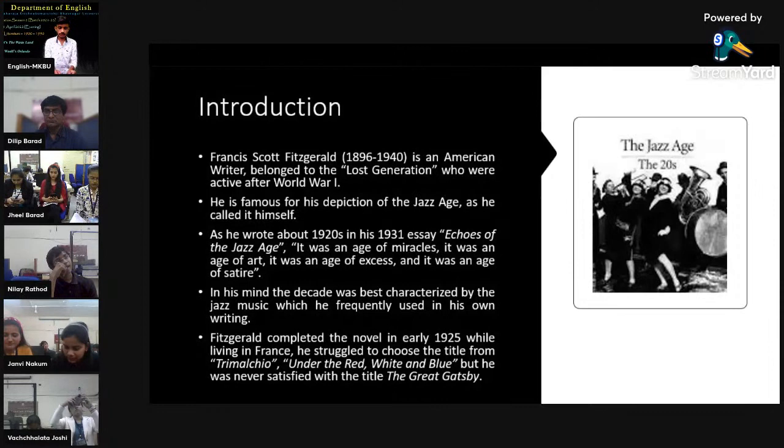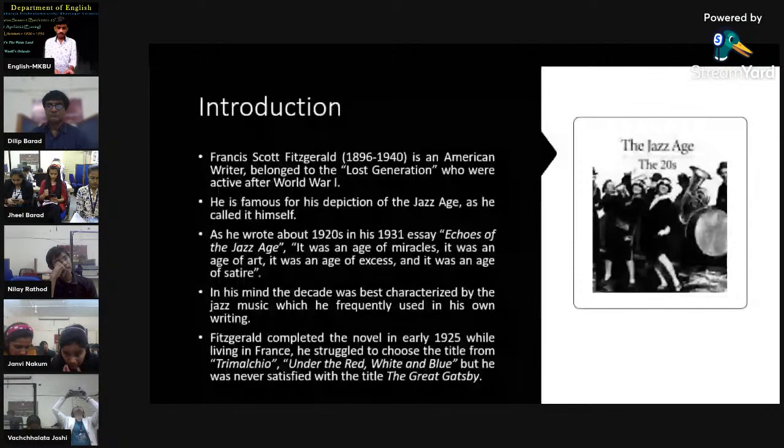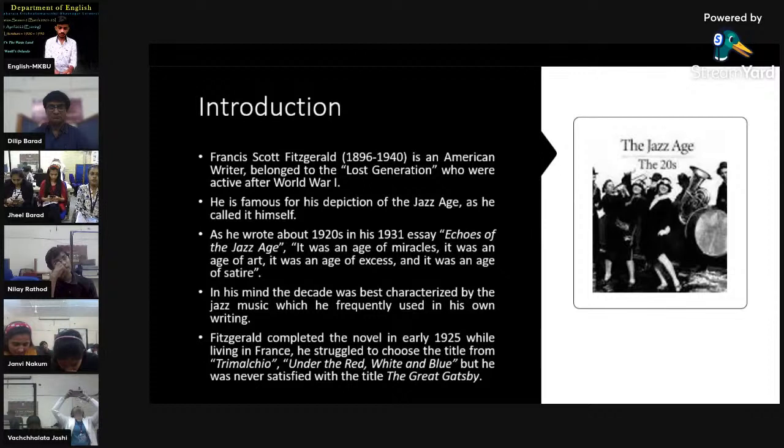Fitzgerald had many titles in his mind, including Trimalchio and Under the Red, White and Blue, but The Great Gatsby was the name with which he was never satisfied, though it was published under this name.